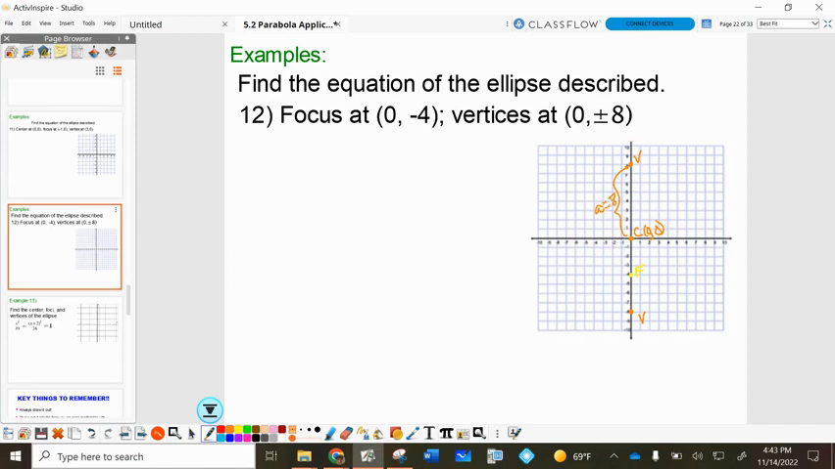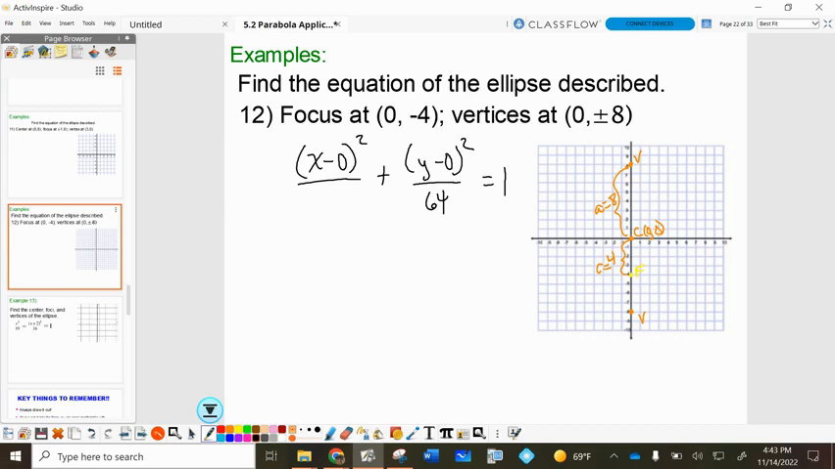is 8, and our C value, distance from the center to the focus, is 1, 2, 3, 4. So C equals 4, so kind of like that last one. Let's see if we can find our B value and get our equation. So we've got x minus something squared over something plus y minus something squared over something equals 1. Dropping in our center, we said is at 0, 0. Our A value is 8, and it's going in the y direction. So under the y value, we're going to put 8 squared or 64.